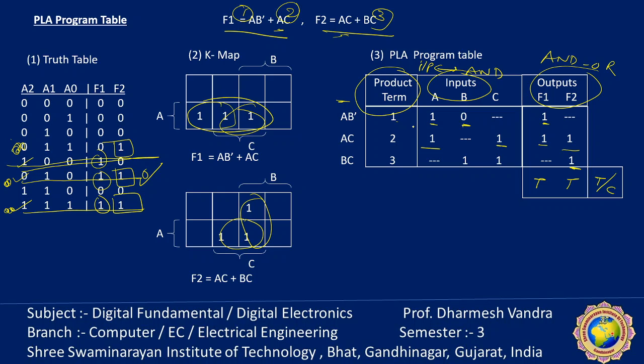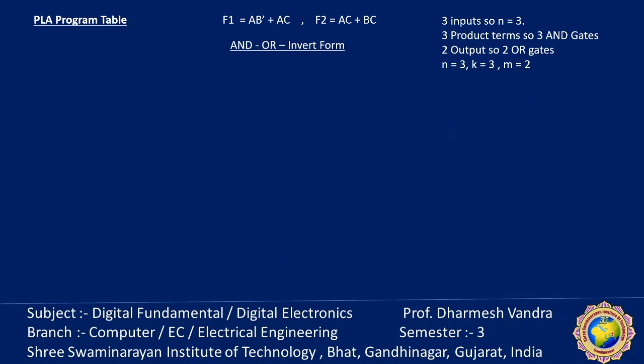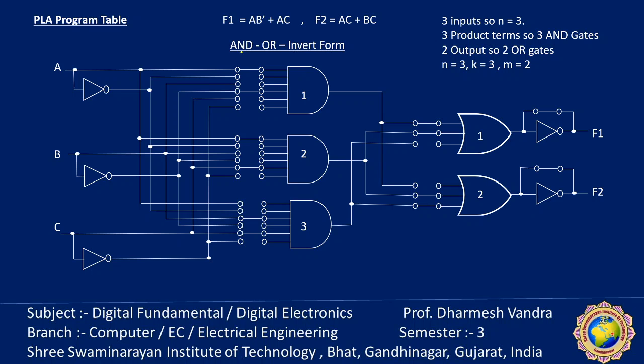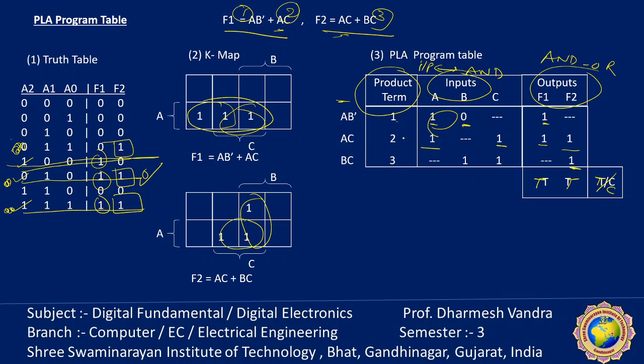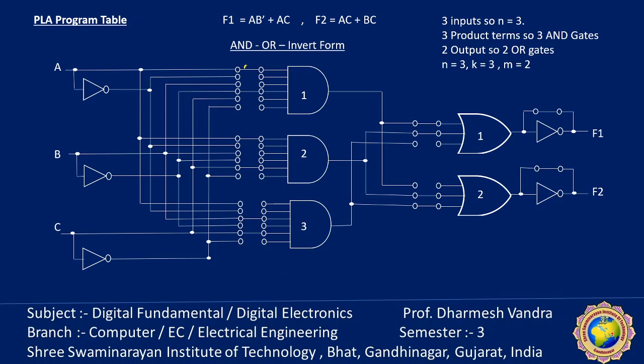A 1 in the input column is a path from the corresponding input to the input of the AND gate that forms the product term. Okay, let's see here. So the first, A is equal to 1, so A is considered. And second, B is 0. In the first case, A is 1, B is 0 and C is nothing. So the first product term is implemented in this way: A is 1, B is 0, and C is dash.